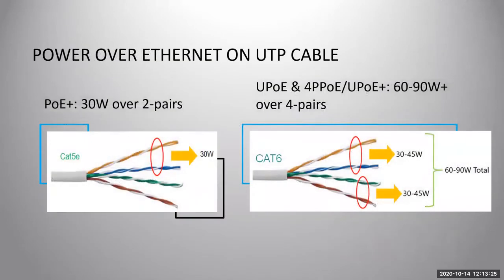When I talk about 2-pair versus 4-pair power, this shows how that power is getting transmitted through the individual twisted pairs within that Ethernet cable. On the left would be the PoE Plus standard, which was only 30 watts. On the right is UPoE and the new BT standard, which is up to 90 plus watts, 100 watts, utilizing all 4 twisted pairs to transmit that power to the node at the end of that cable.